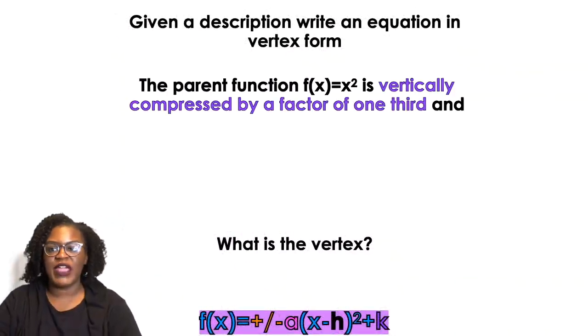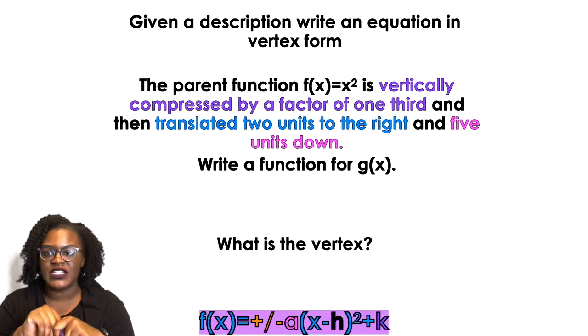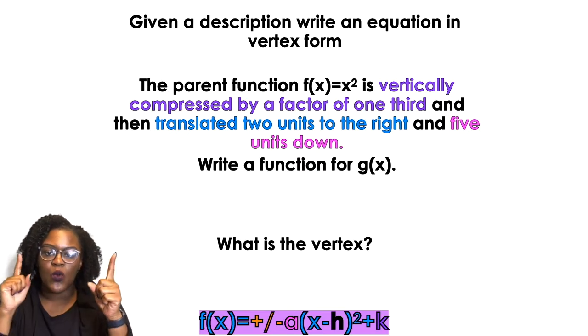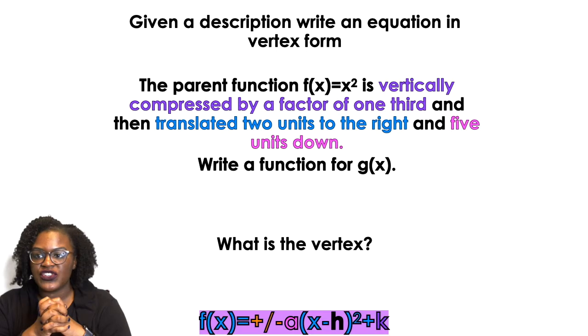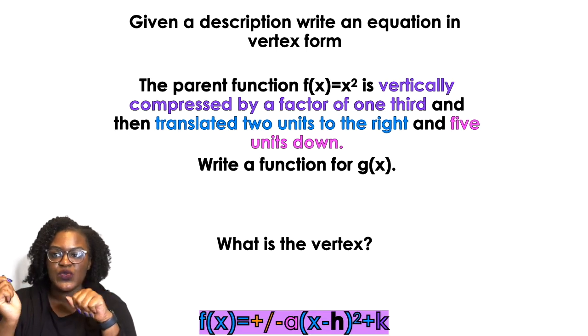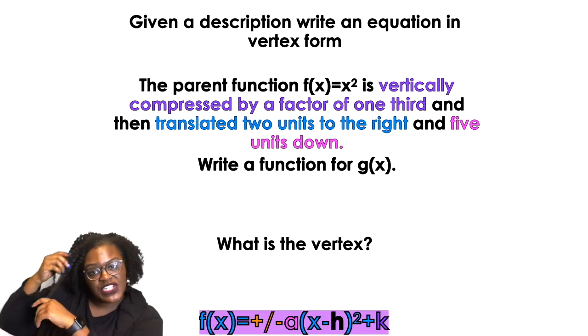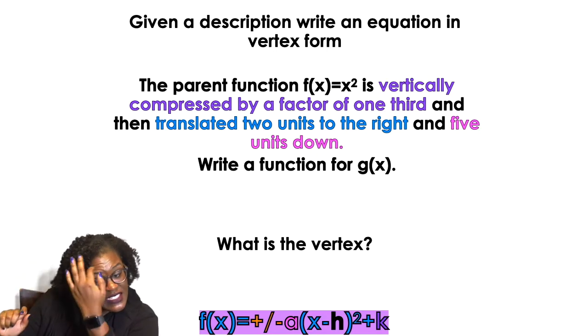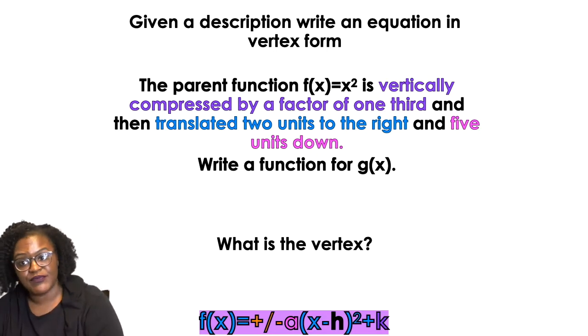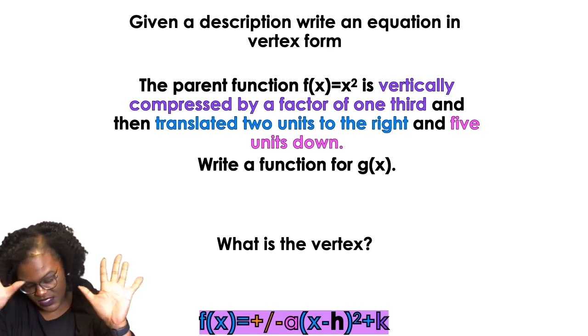Okay, next one. The parent function f of x equals x squared is vertically compressed by a factor of 1/3 and then is translated 2 units to the right and 5 units down. Write the function g of x for g of x. Okay, I'm gonna give you some time. See if you can figure it out.